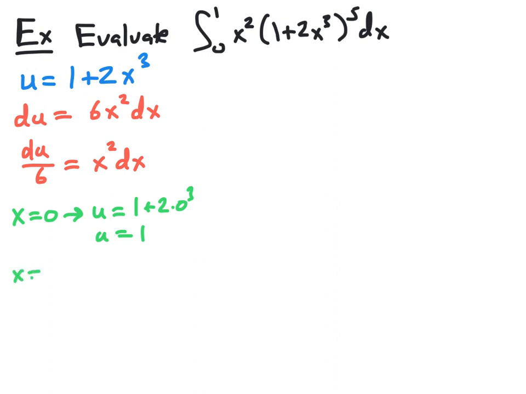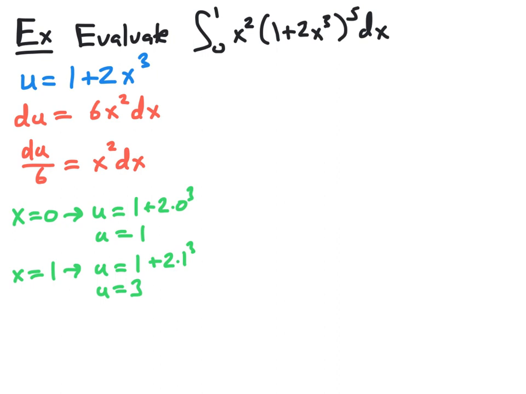The other limit is x equal 1, and so if we substitute that into our equation for u, we get u equals 1 plus 2 times 1 cubed, and that's 1 plus 2, which is 3. So we have an upper limit of u equals 3.